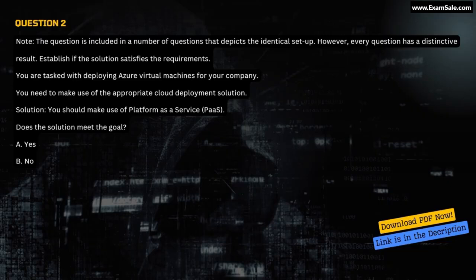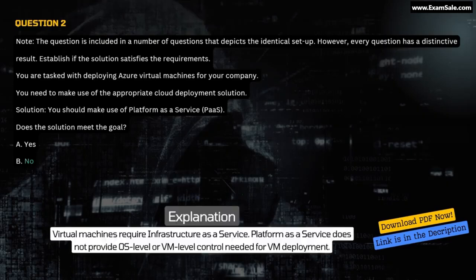A. Yes. B. No. Correct answer B. No. Explanation. Virtual machines require infrastructure as a service. Platform as a Service does not provide OS level or VM level control needed for VM deployment.